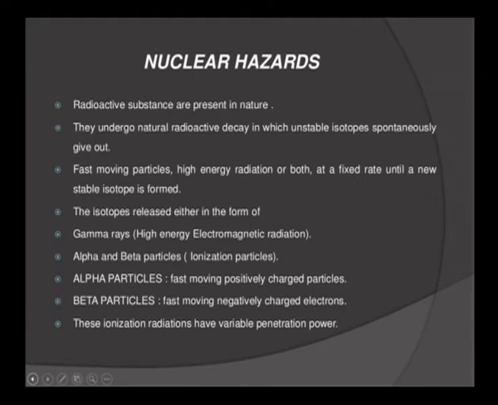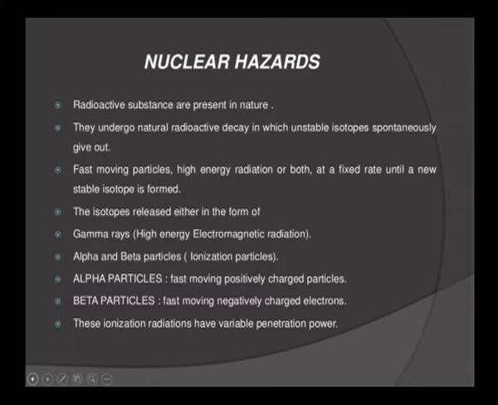If you look at nuclear hazards, radioactive substances are present in nature. They undergo natural radioactive decay in which unstable isotopes spontaneously give out fast moving particles, high energy radiation, or even both at a fixed rate until a new stable isotope is formed. The radiation is released either in the form of gamma rays or alpha and beta particles.